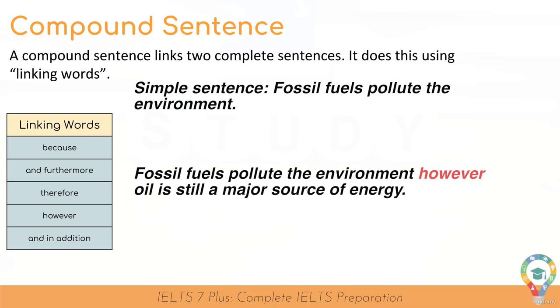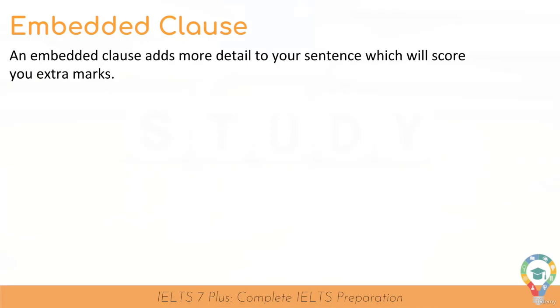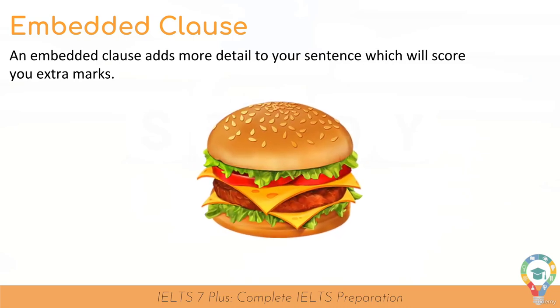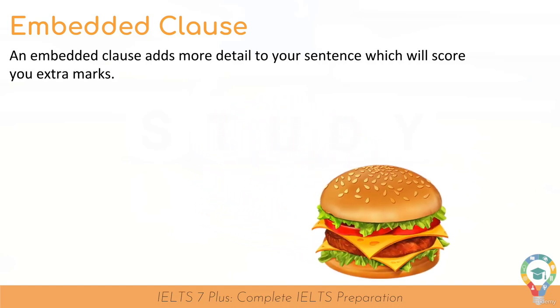Now, you may remember in our structure lesson that we were talking about topic sentences and support and example sentences. Compound sentences are very useful for your support sentences, as you can add extra information. Now, onto our second sentence type, which is an embedded clause. I've often heard of these sentence types being referred to as hamburger sentences. And by the end of this section of the lesson, you'll understand why.